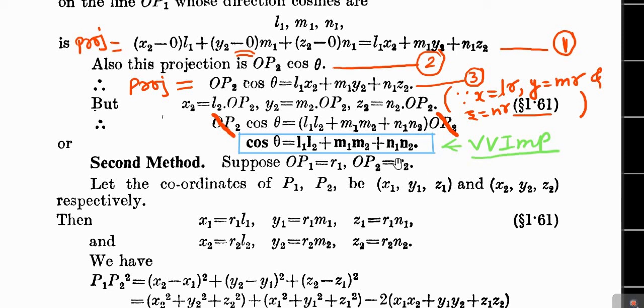This is the formula which can be used for finding the cosine of the angle between two lines, and once the cosine is obtained, then obviously by taking the cos inverse of both sides, the angle between two lines can be very easily obtained. So this was the first formula that we have obtained.